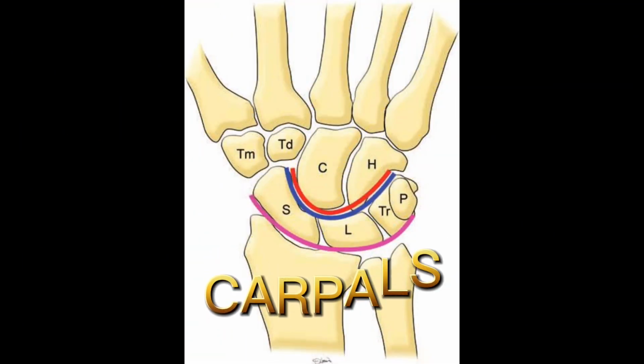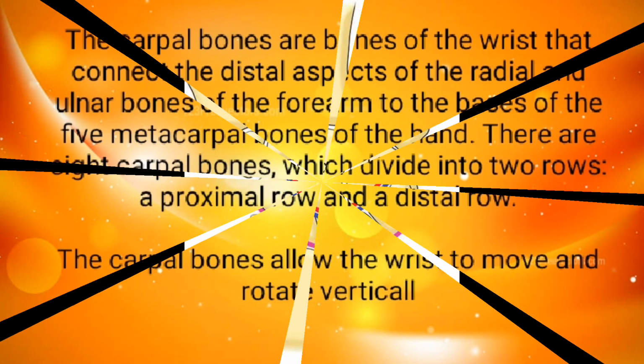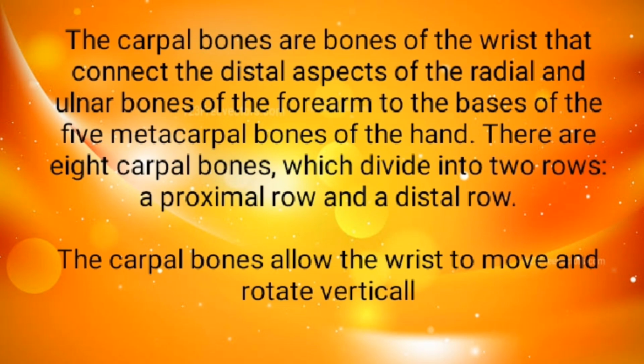Seventh is the carpal bones. The carpal bones are the bones of the wrist that connect the distal aspects of the radial and ulnar bones of the forearm to the bases of the 5 metacarpal bones of the hand. There are 8 carpal bones, which are divided into 2 rows, a proximal row and a distal row. The carpal bones allow the wrist to move and rotate.